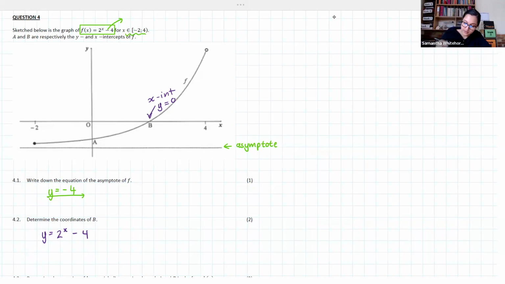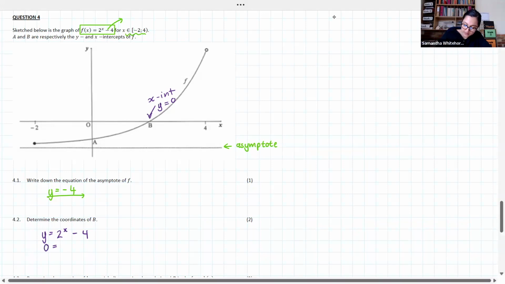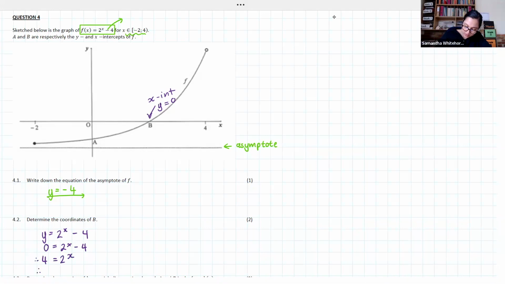Okay, so x-intercept, make y equals 0. You've now got an exponential equation. So 4 is equal to 2 to the power x. Make your bases the same, which therefore means that x is equal to 2. And so b is at 2, 0. Remember, it wanted the coordinates, so try and write it as coordinates 2, 0.